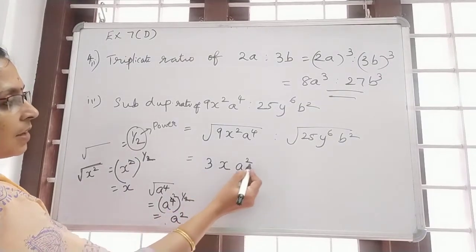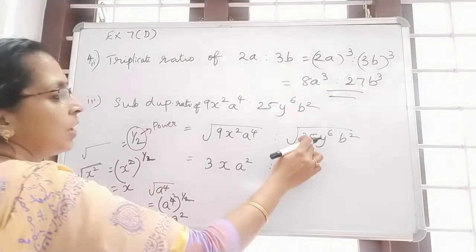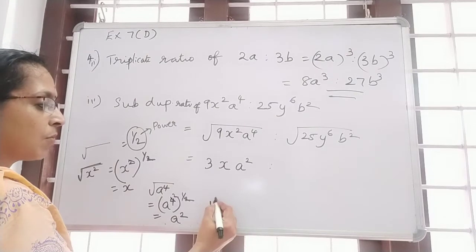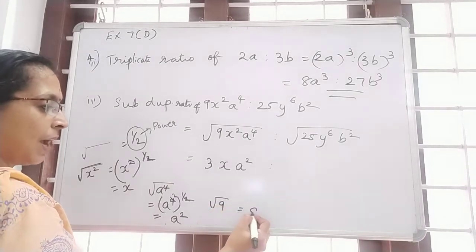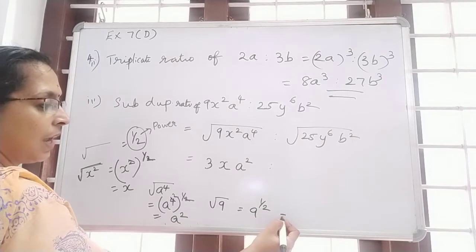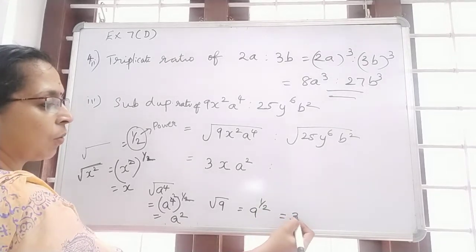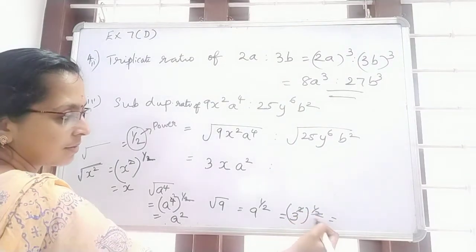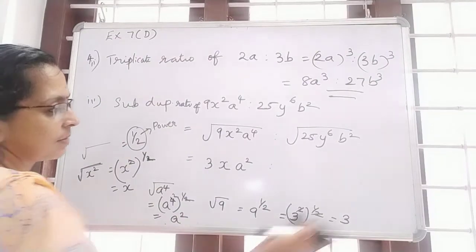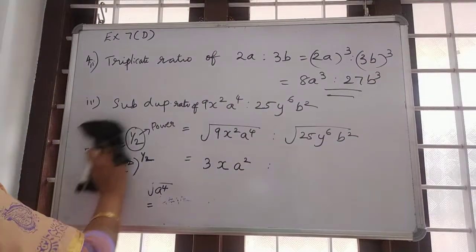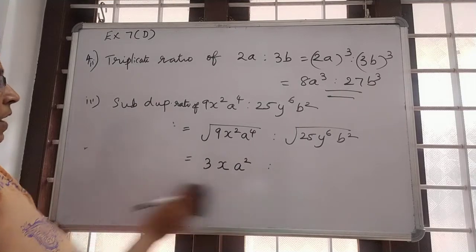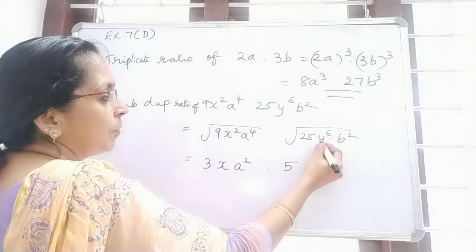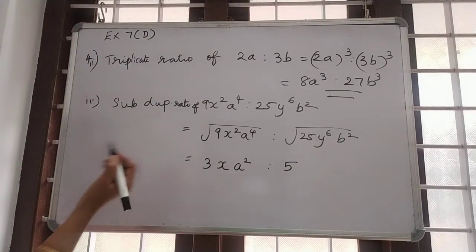That is 3xa square is to root of 25 is what? How is it coming? This root 9 is coming. Same way, root 9 means 9 raised to 1 by 2. 9 we can write as 3 square, so 3 square the whole raised to 1 by 2. The 2s cancel, we are getting 3. This is a way of exponents. Okay. How are we doing? So same way, root of 25 is 5. Y raised to 6. So what will be y raised to 6?